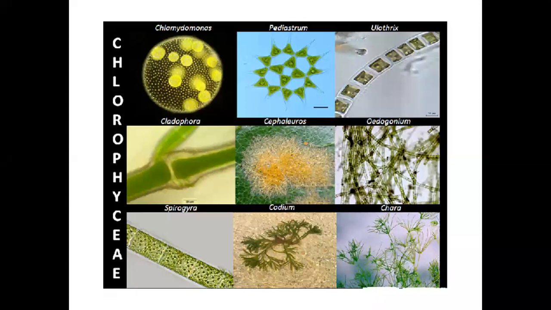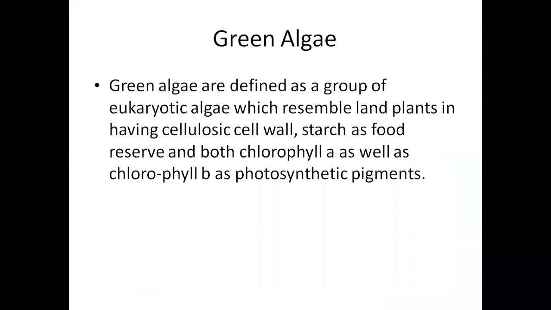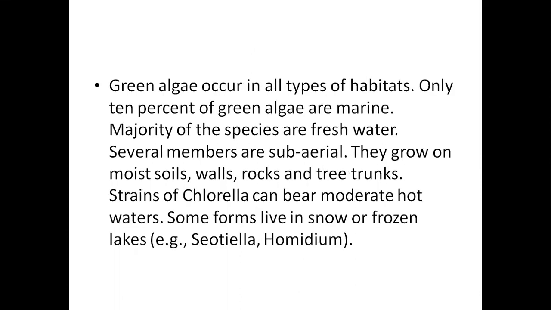Chara. Now, we all know that they are eukaryotic algae and resemble land plants. Yes, it is important that they resemble the land plants. How? Because land plants have cell walls made up of cellulose, and these green algae also have cell walls made up of cellulose. In fact, they store food as starch. They have chlorophyll A along with chlorophyll B as photosynthetic pigments. This is very important to remember.